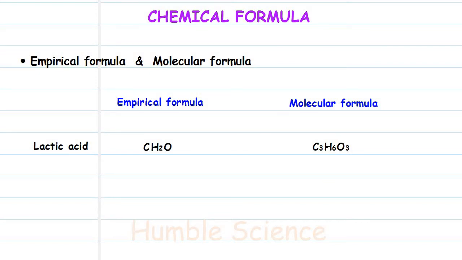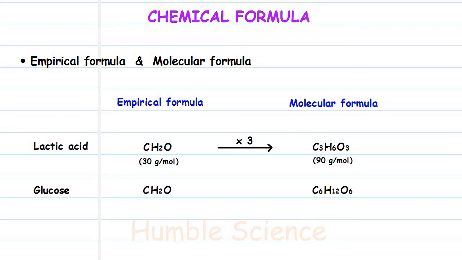Let's say we have lactic acid. The empirical formula is CH2O, and the molecular formula is C3H6O3. And if we look at its molar mass, you can see that for CH2O it is 30 grams per mole, but for C3H6O3 it is 90 grams per mole. So, in order to convert empirical formula into molecular formula, we just have to multiply by 3.